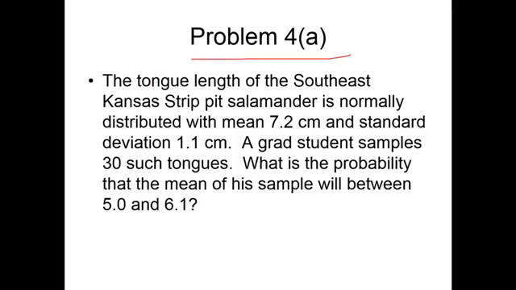Problem 4A. The tongue length of the strip pit salamander is normally distributed with mean 7.2 and standard deviation 1.1. A grad student samples 30 such tongues. Oh boy, what a magical summer that was. What is the probability that the mean of his sample will be between 5.0 and 6.1? The only difference here is that we've taken a sample.